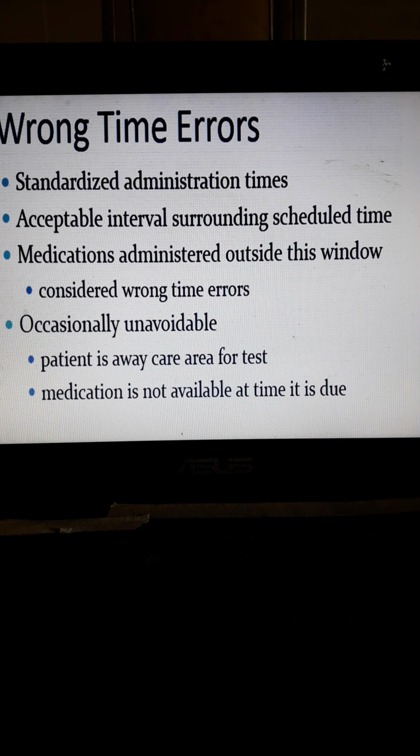Example, an acceptable interval surrounding the scheduled time. There is an interval between two drugs, an antibiotic and another drug. There should be an acceptable interval surrounding the scheduled time. So you cannot give all the drugs at one administration, at one time. It will lead to different drug interactions or even a toxic effect. Next, another one.